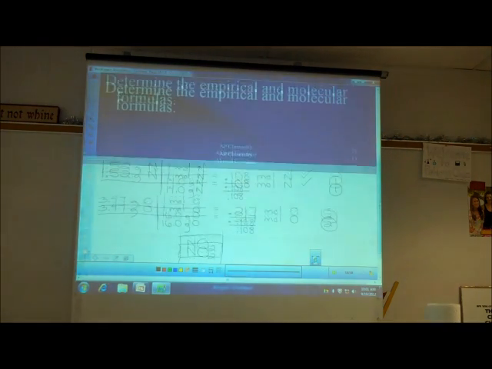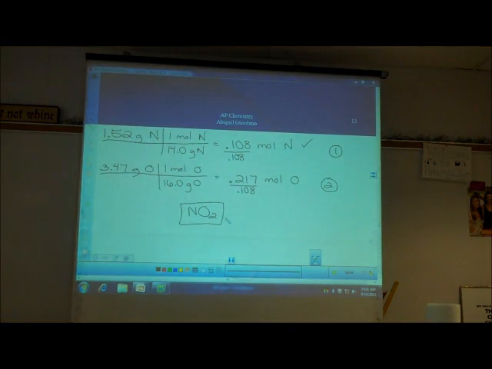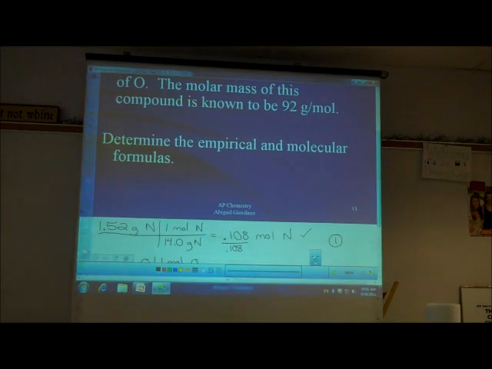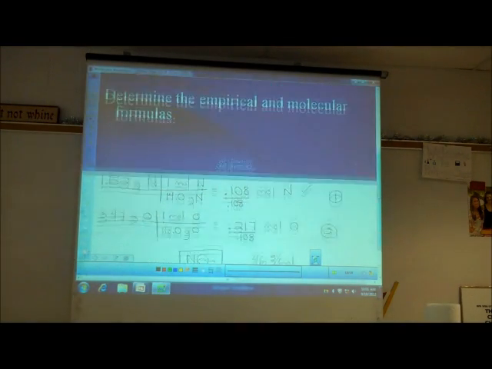Fine. Okay, great. Please tell me, what is the molar mass of 1 nitrogen and 2 oxygens? 46? Okay. 46 grams per mole. Does that match what the problem was telling us? No. The problem says it's 92.